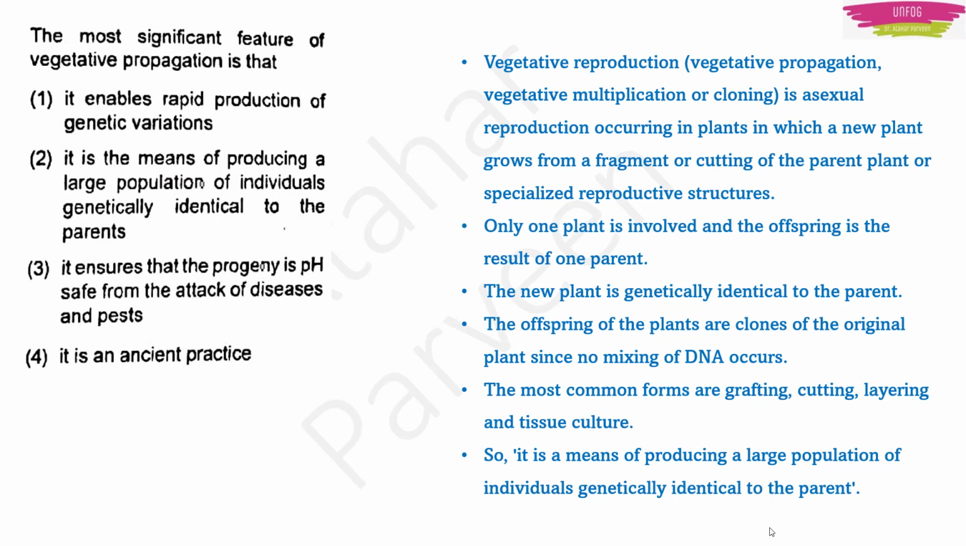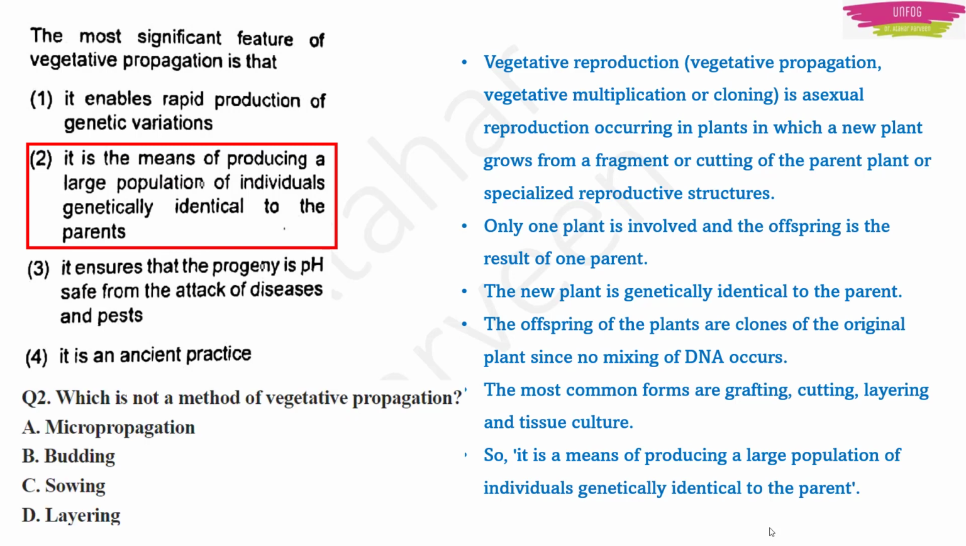The most common forms of vegetative reproduction are grafting, cutting, layering, tissue culture and so on. So it is a means of production of a large population of individuals genetically identical to the parent. Here the most significant feature of vegetative propagation is that it is the means of producing a large population of individuals genetically identical to the parents. This time maybe they will ask this type of question.